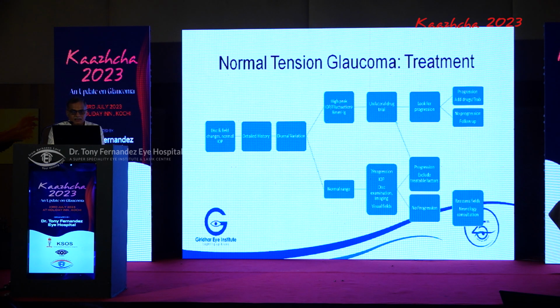Coming to the management, this is a small flow chart. If you have a person who you feel has normal tension glaucoma, always take a detailed history, rule out risk factors for glaucoma, rule out if anybody in the family has glaucoma, and do a diurnal variation. If you find that there is a fluctuation that is more than what you would expect, then you can go in for a unilateral drug trial. Always do the baseline glaucoma tests, take a disc photo, and look for progression. If there is progression, you can add drugs, you can do lasers, you can do trab. If there is no progression, you can follow up.